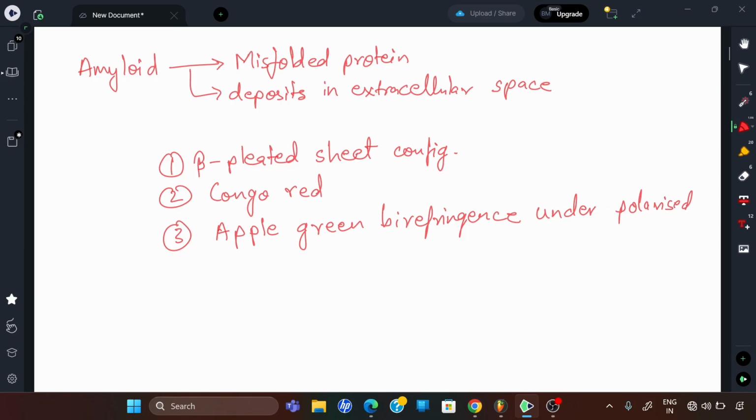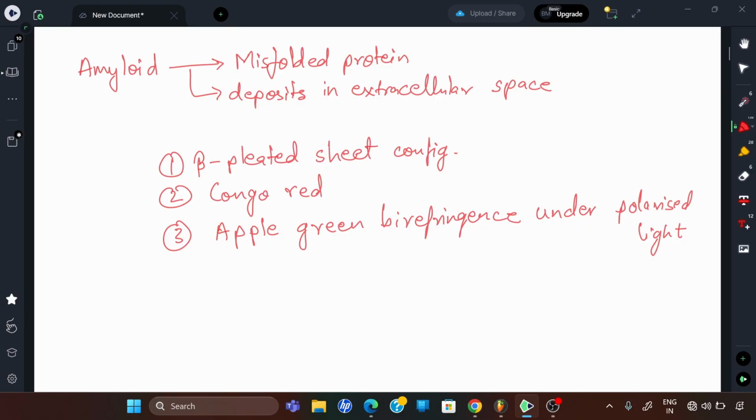Right. So, amyloidosis refers to the deposition of this misfolded protein in the extracellular space, and multiple proteins can form amyloid, and the basic characteristics you will see with amyloid is that it will be in the beta pleated sheet configuration. It will stain by Congo red, and it will show apple green birefringence under the polarized light. Now, another important point is that amyloid often deposits around the blood vessels, right?